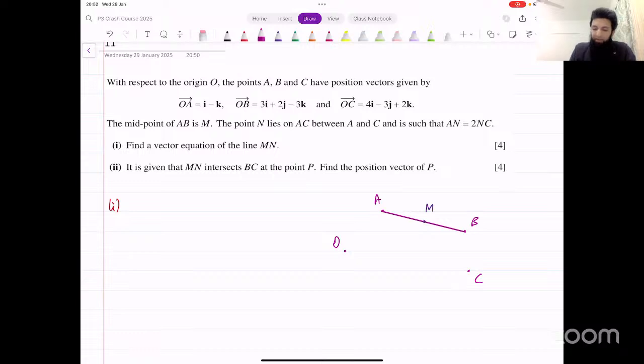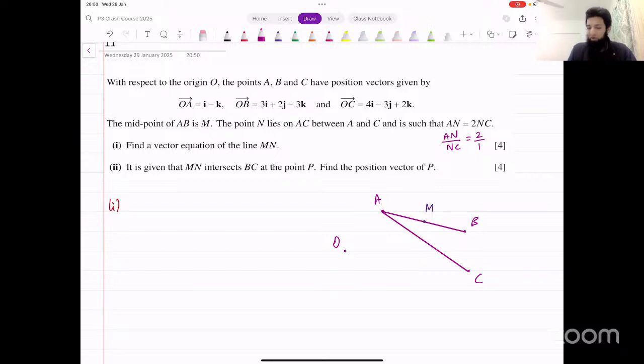The point N lies on AC. If we were to join A and C, on this line there's a point N, and it's such that AN equals 2 times NC. Now, make sure that you understand this ratio well. AN equals 2 times NC. You can write it like this: AN over NC equals 2, or you can say that's 2 over 1. So that means if AN is equal to 2, NC is equal to 1.